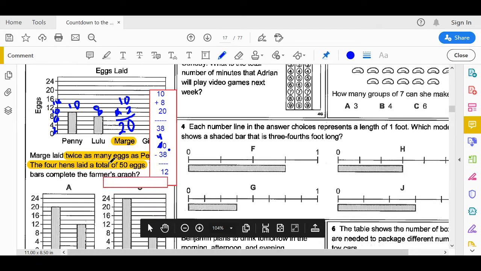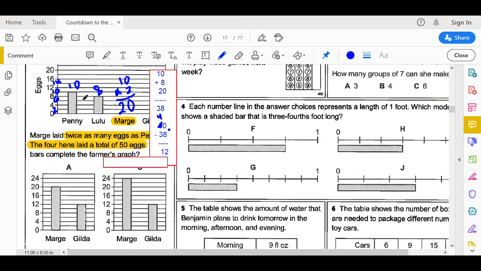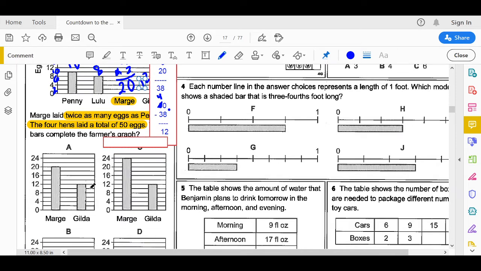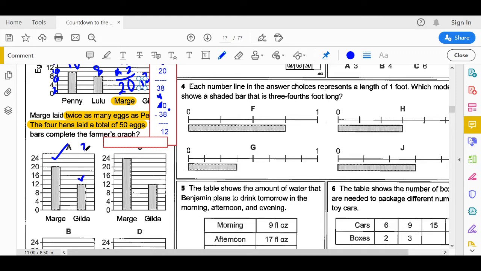So let's check the options here. Remember, we're looking for number 20 in March and number 12 for Gilda. So let's see. Letter A: March has 20. This one is correct. And Gilda has 12. Well, I think we already found the right option. Let me put a question mark here because maybe it's the right answer.